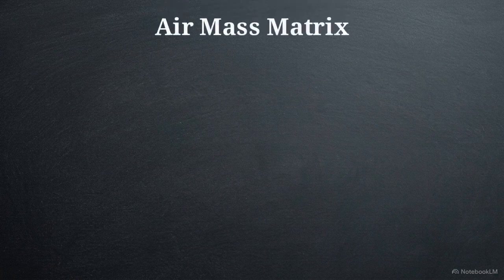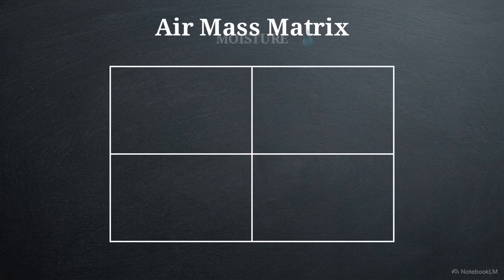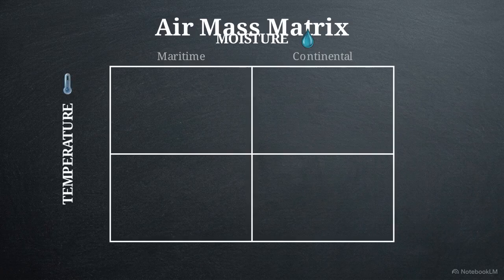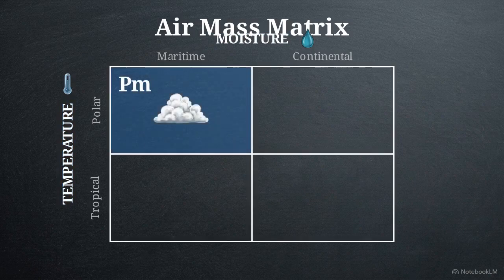This diagram shows the air mass matrix. We classify air masses across two primary variables: moisture on the x-axis, divided into maritime and continental, and temperature on the y-axis, separated into polar and tropical. Polar maritime, or PM, forms over cold oceans. It is cold, moist, and becomes highly unstable as it moves toward the equator, bringing cumulus clouds and frequent showers.